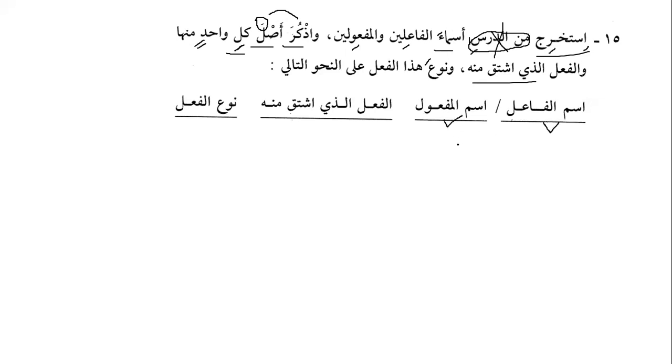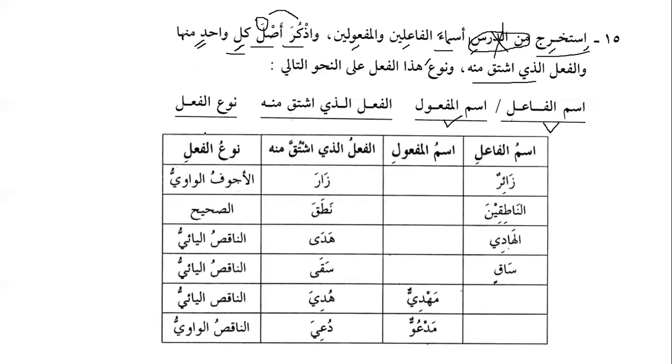So we know that ismul fa'il and ismul maf'ul come from a verb. So basically, we have to see the verb where they have come from. And then we have to mention that verb, and we have to also mention what kind of verb this is. Is this naqis? Is this ajwaf? Is this mudaf? Is this mahmuz? All of these forms that we have discussed in detail already.